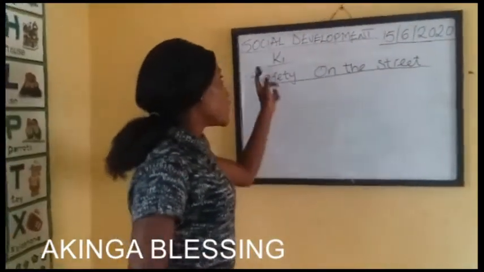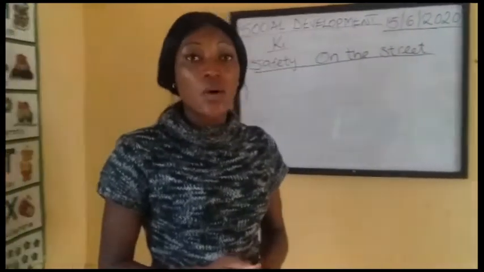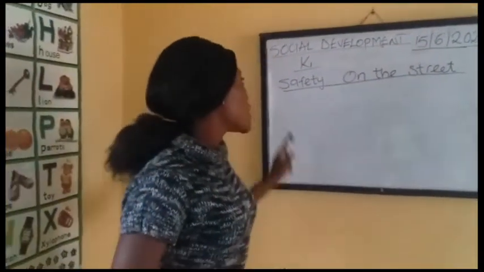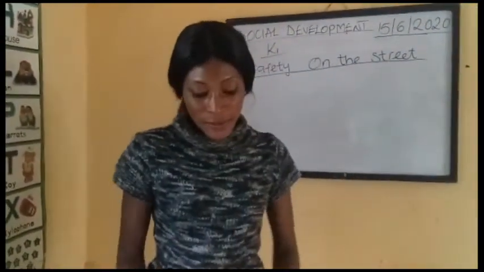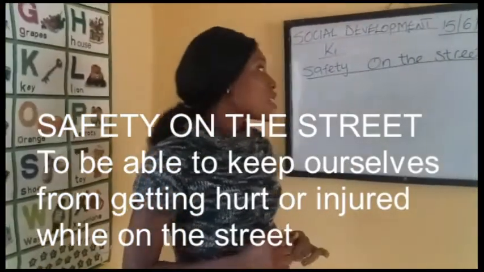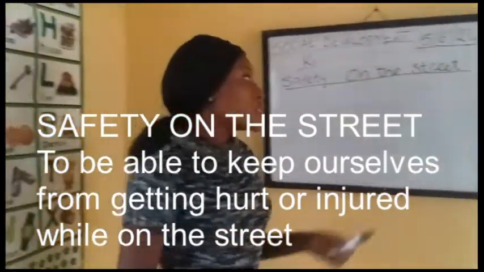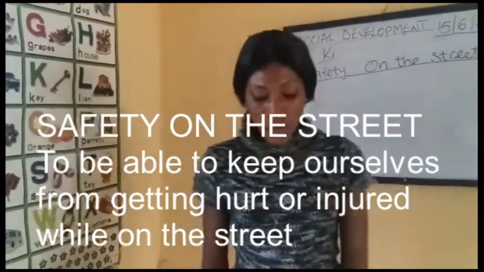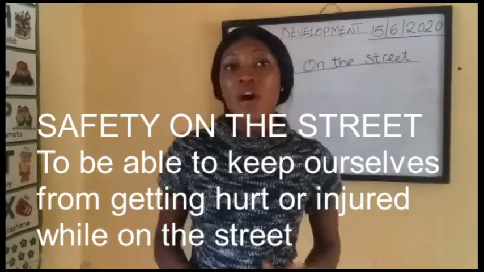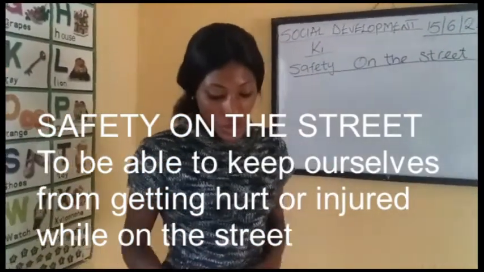At our social development, the topic for today is safety on the street. Now, what does safety on the street mean? Safety on the street means to be able to keep ourselves away from getting hurt or injured while we are on the street.